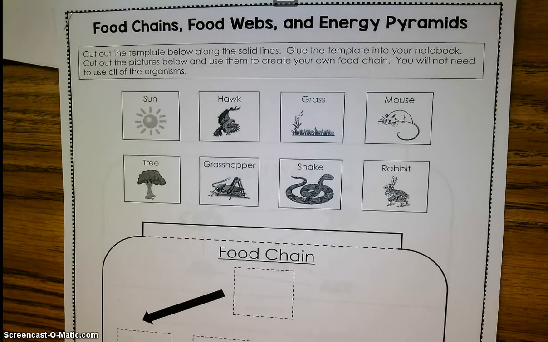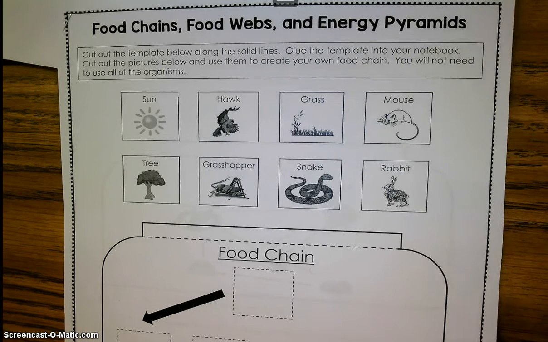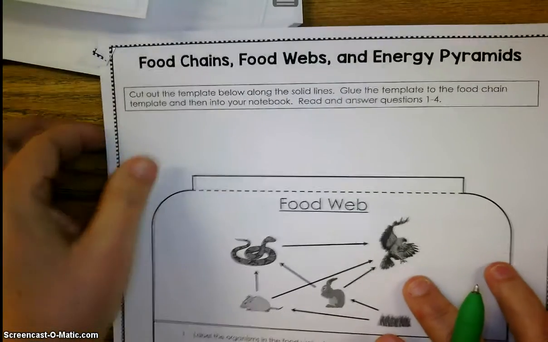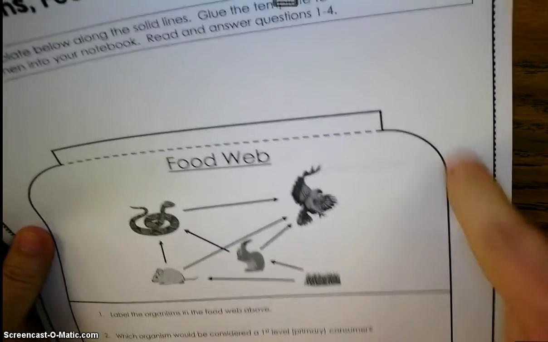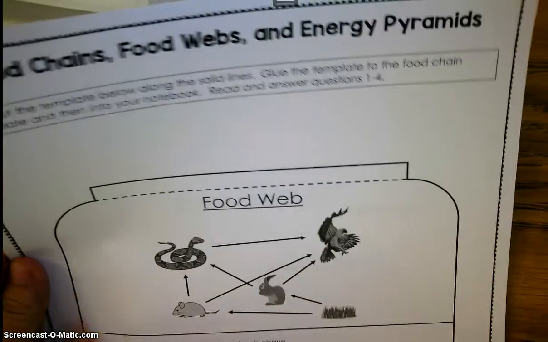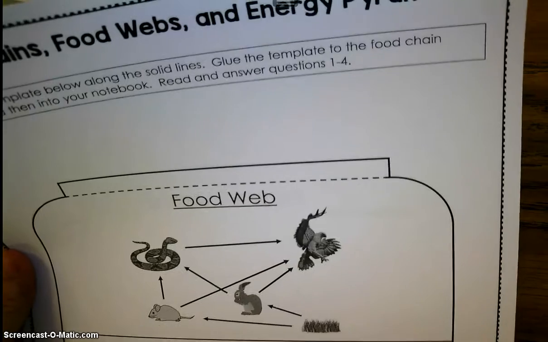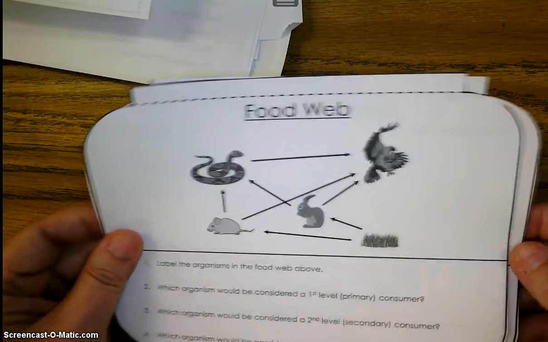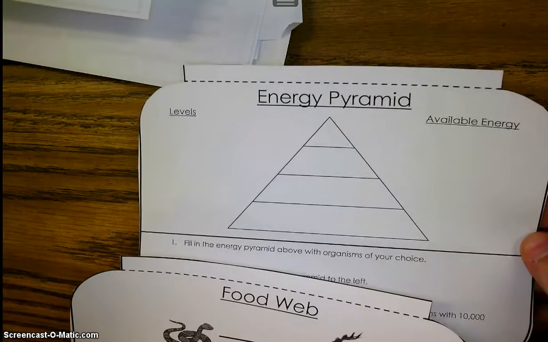Today we're going to be talking about food chains and food webs and how they describe the flow of energy. So you've got 3 pages here. I want you to tear off the first page, and then you're going to cut around this outside perimeter of the back 2 pages. So now I have food web and energy pyramid.